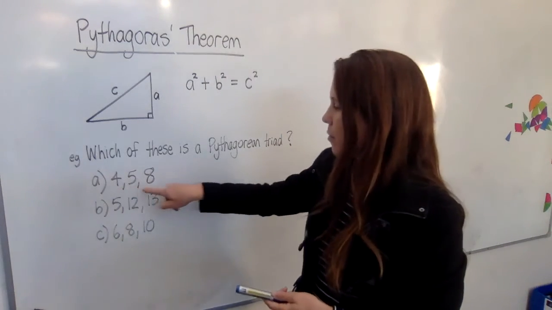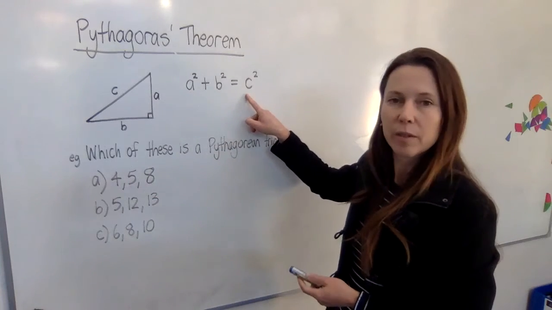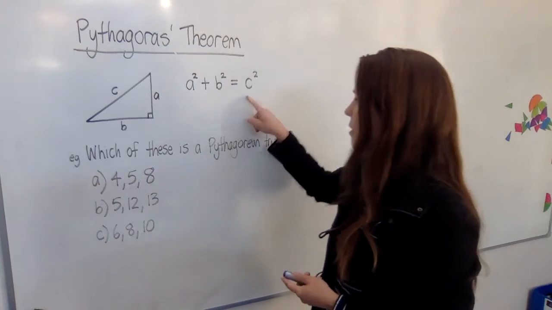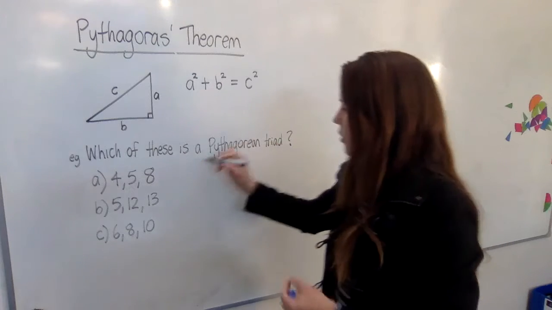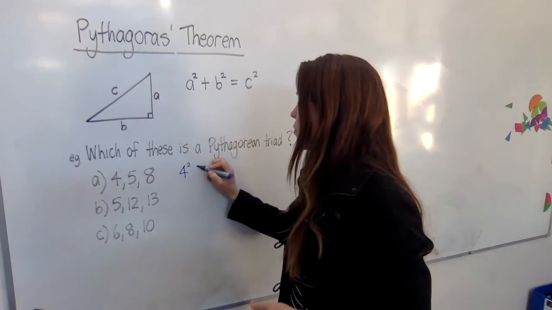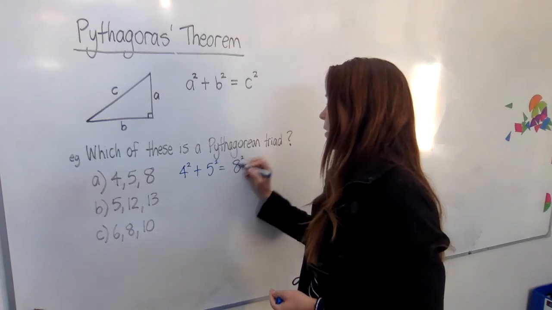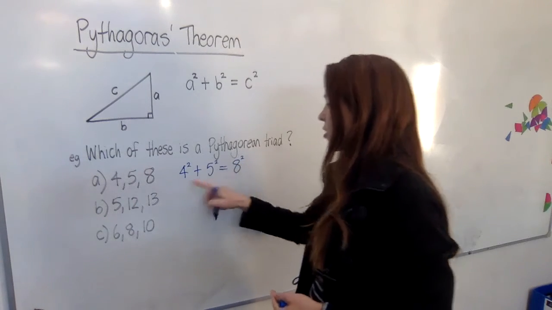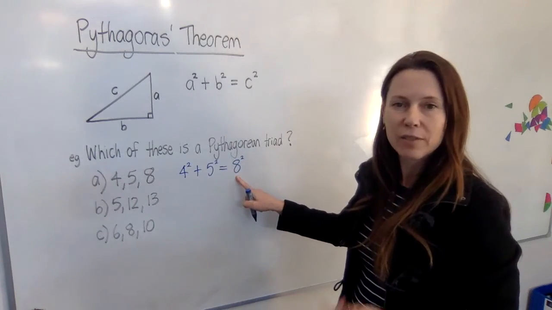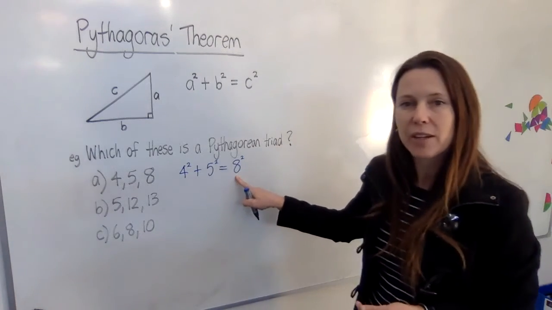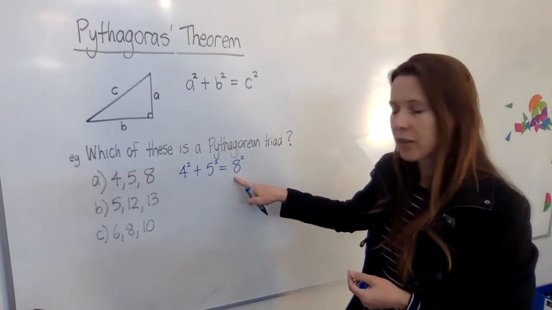Well, we just need to sub the three numbers into the theorem, making sure that you use the biggest number as C. So what we're asking here is 4 squared plus 5 squared, is that equal to 8 squared? Now there's a few ways of doing this. You might like to just write it down like that and then have a look at it. If it's nice simple numbers, you can probably work it out in your head, but if you want to use a calculator, you can go for it.